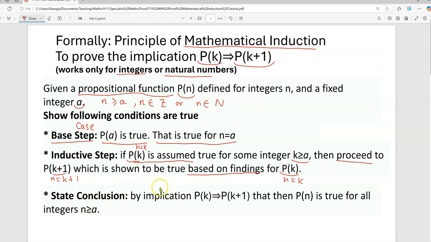And then our conclusion: if we're able to establish that the implication is believable, credible, and follows the rules of algebra, then we can say that the proposition or formula is true for all integers that are greater than or equal to that starting case of a. Okay, so let's do another example here.